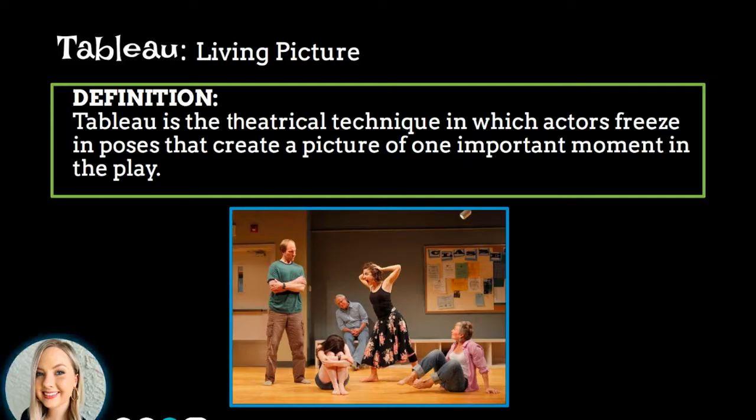By definition, it is the theatrical technique in which actors freeze in poses that create a picture of an important moment in the play. So think of a tableau as a living picture. That's how I like to think of it. It's when you have a group of actors, could be as few as 2, it could be 1, it could be 50. And these actors are frozen in a moment in the play. And with the positions that they're frozen in, it creates a story. It's not just, hey, everybody, 1, 2, 3, freeze. Everything is intentional. So let's take a look down here at this example.